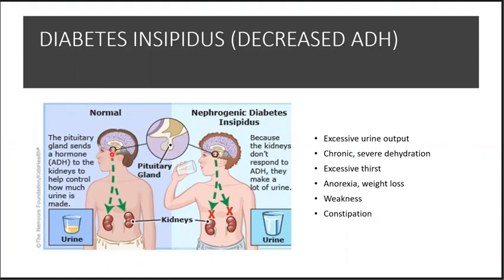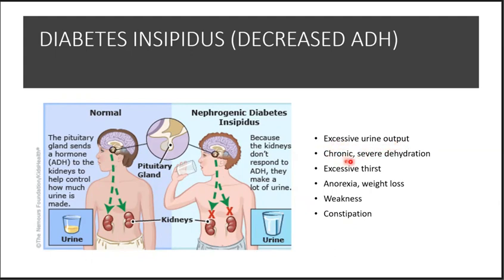So you can just see this is what it should be. The pituitary gland sends the ADH hormones to the kidneys, and this helps control how urine is made. So we have a normal volume of urine, but here the kidneys are not responding to the antidiuretic hormones, and as a result, they make a whole lot of urine. So what you're going to see in this client is excessive urine output.